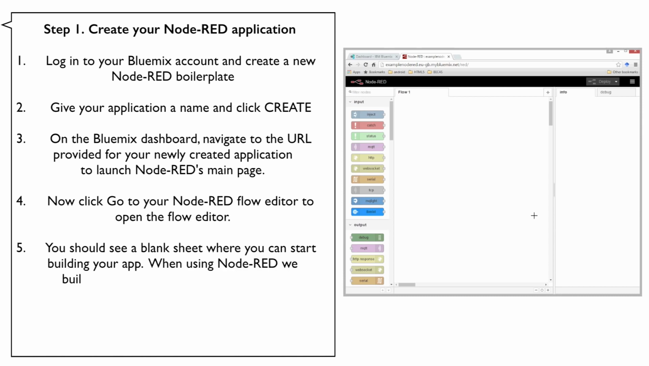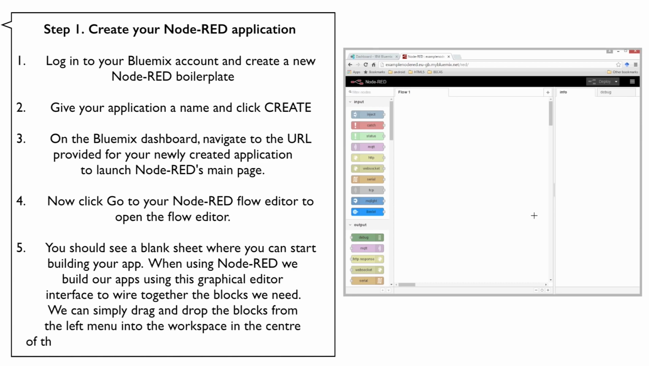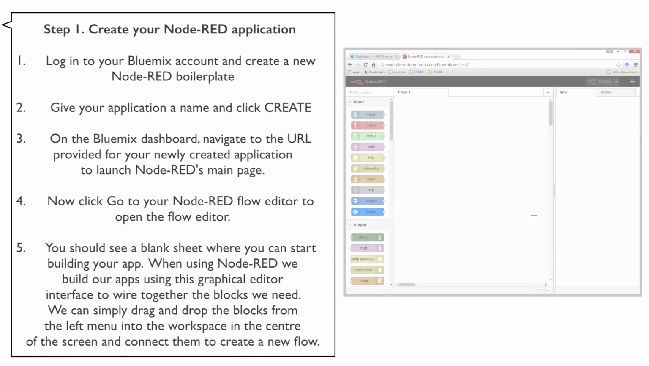When using Node-RED, we build our apps using this graphical editor interface to wire together the blocks we need. We can simply drag and drop the blocks from the left menu into the workspace in the center of the screen and connect them to create a new flow.